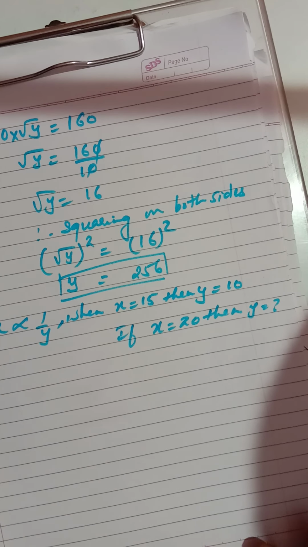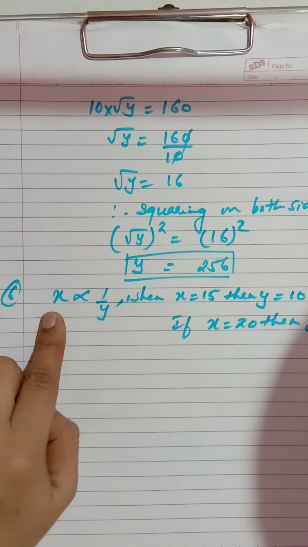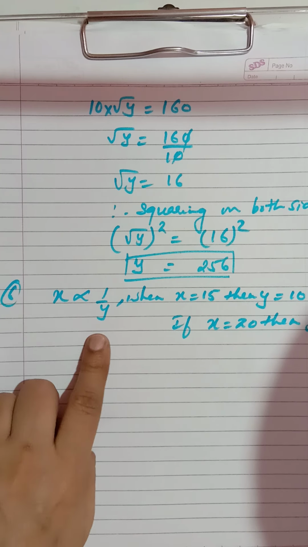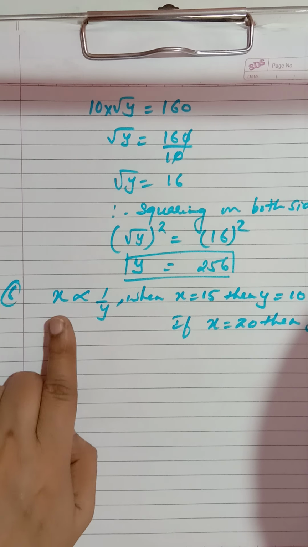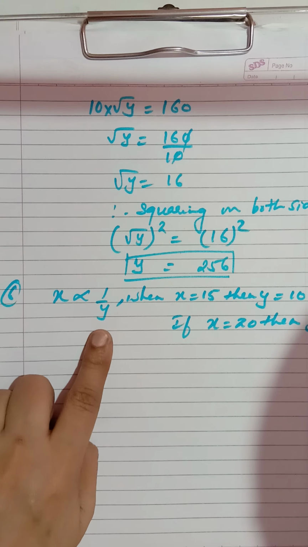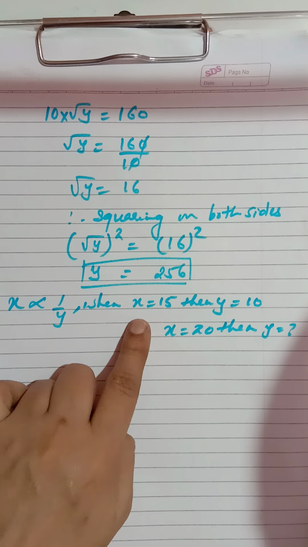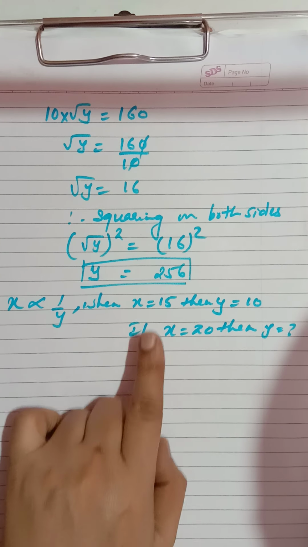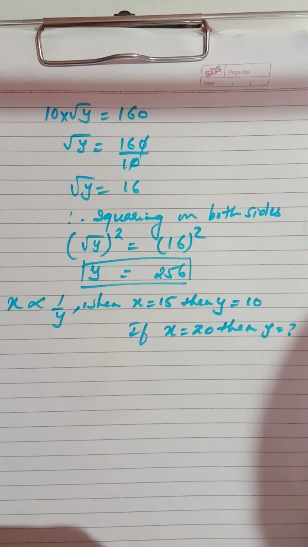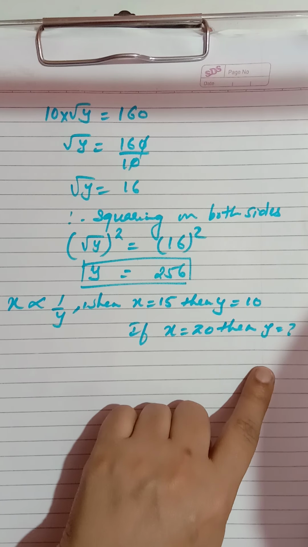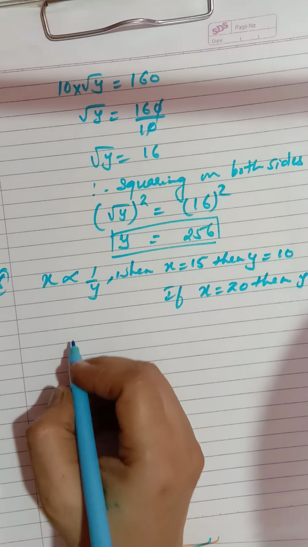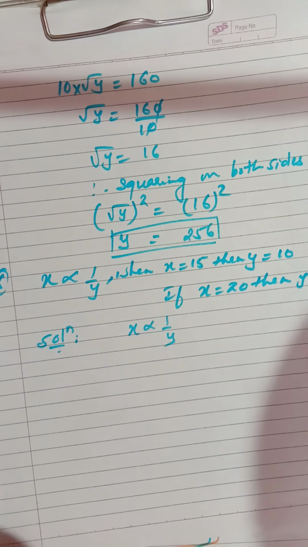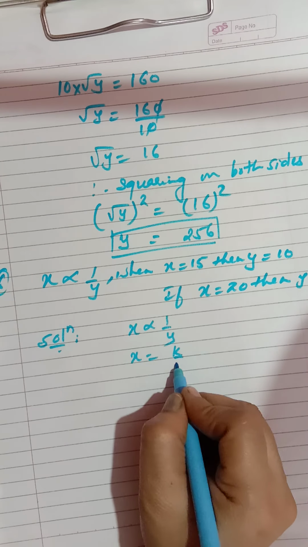Now let us do the sixth question, children. It is given that x varies inversely as y, which I have written in the form of a symbol. When x is 15, y is 10. The condition they have given is that x is 15, then y is 10. But they are asking us if x is 20, then what will be y. So first start with the solution. We write x is inversely proportional to y, so x is equal to k upon y.